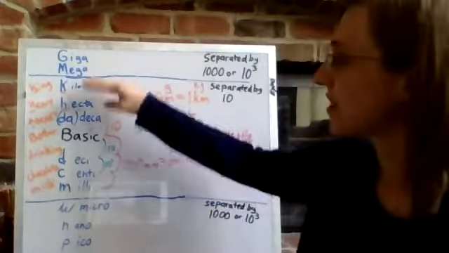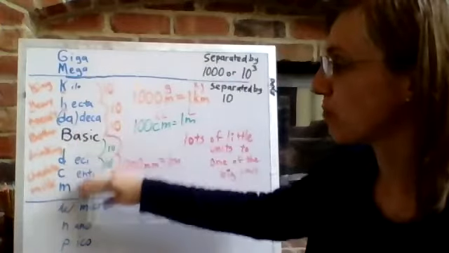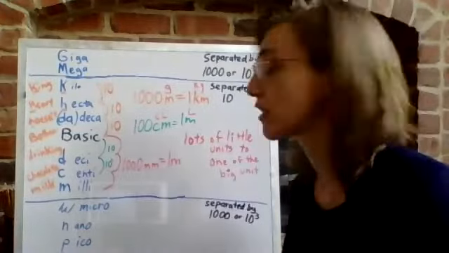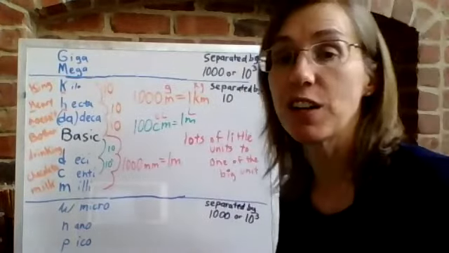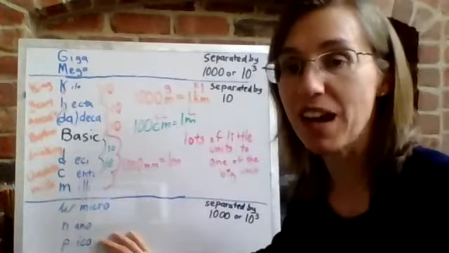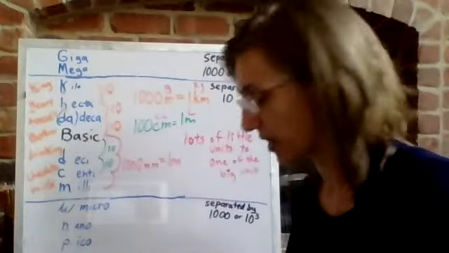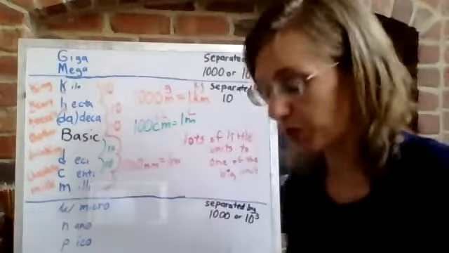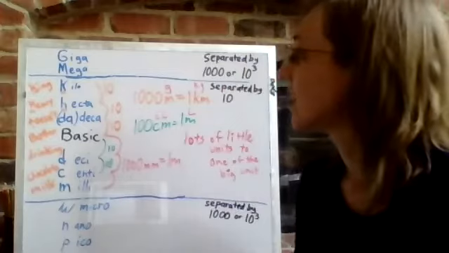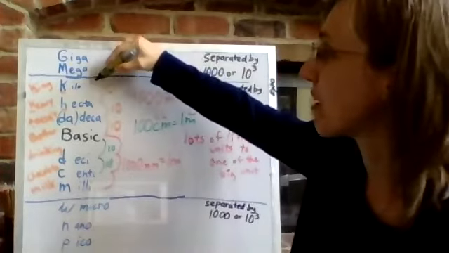Now, King Henry doesn't bother drinking chocolate milk is a great mnemonic for these ones from kilo to milli, and they're all separated by a factor of 10. We do see the ones at the top and the ones at the very bottom. These are additional units that we need to know how to do conversions with. And these guys are separated by a factor of 1,000.